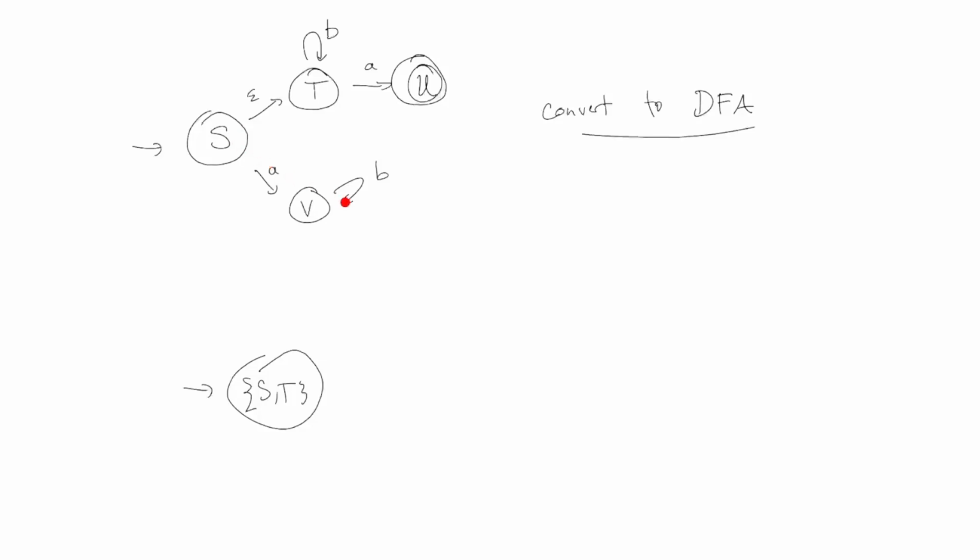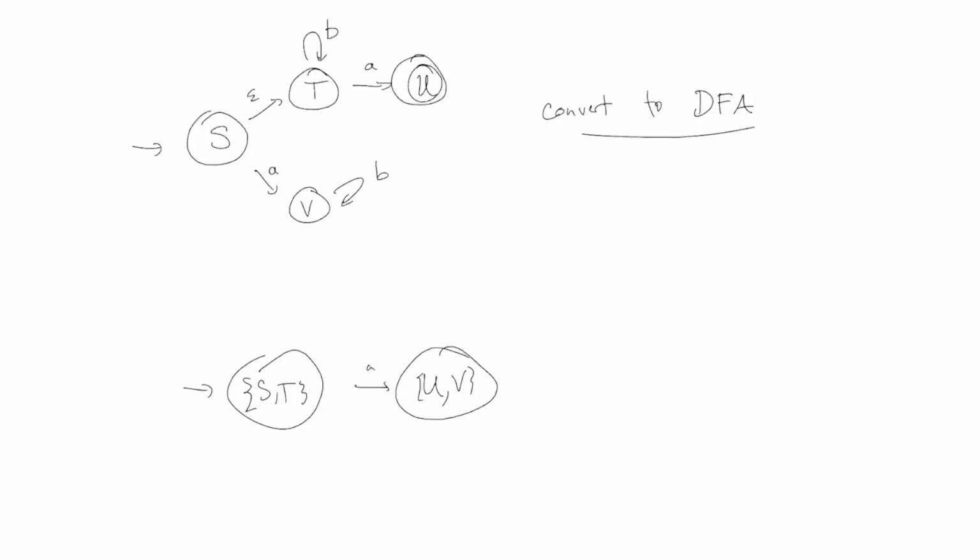So from S, I could do A here and get to V. From T, I could do A here and get to U. And I think that's it. So from S or T, if I do A, I can end in U or V. All right, so my A arrow shall go to UV like that.